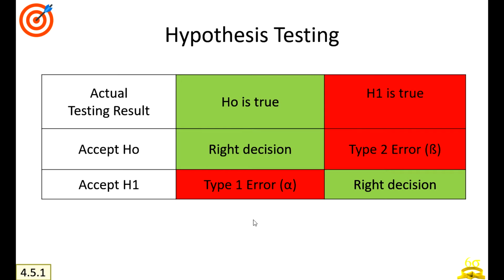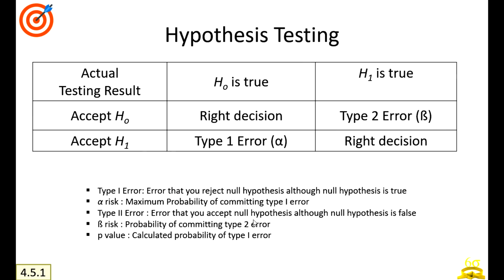What are these types of error? At yellow belt level, I can give you a broad, brief description of this, right? Type 1 error is when you reject the null hypothesis when the null hypothesis is true. This is the same statement I repeated. But alpha risk here is the maximum probability of committing a type 1 error, right? So we don't want to commit a type 1 error more than 5%.